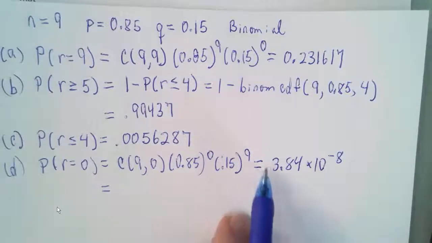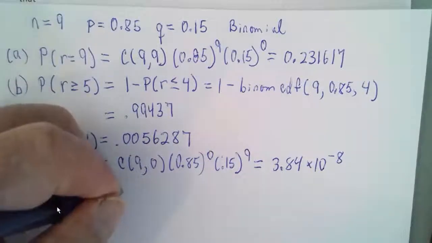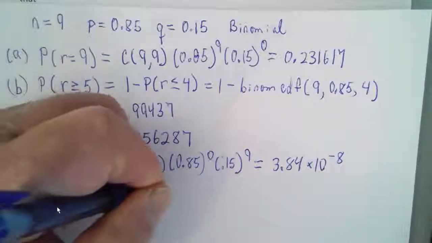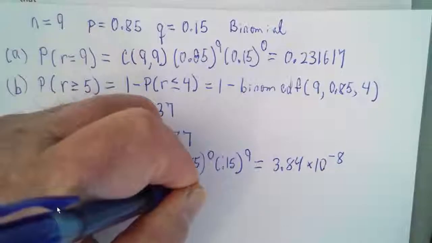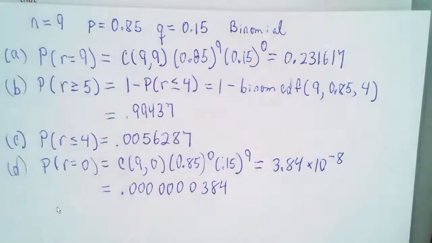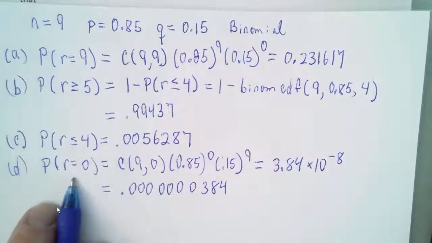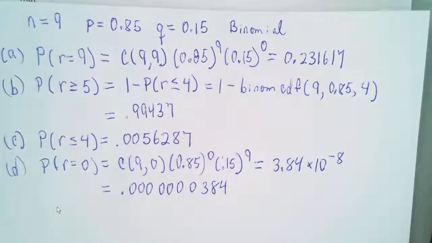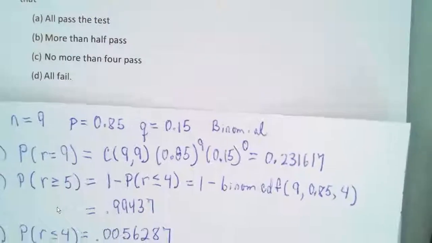So that means I'd have 7 zeros in front of the 3. 1, 2, 3, 4, 5, 6, 7, and then 3, 8, 4. That's the probability of no successes. Not very likely at all. We really wouldn't expect to see this happening in this situation.